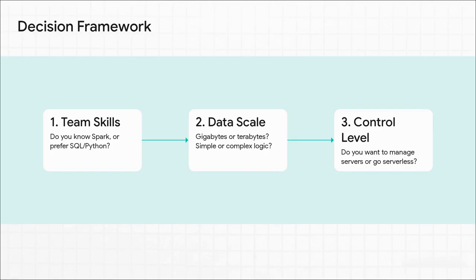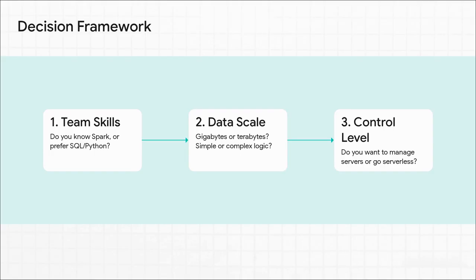Second, what's the scale and complexity of your data? If you're just doing a simple file-by-file conversion, a Cloud Function is perfect. But if you're dealing with terabytes of interconnected data that need complex joins and aggregations, that has Dataflow written all over it. And third, what level of control do you really want?